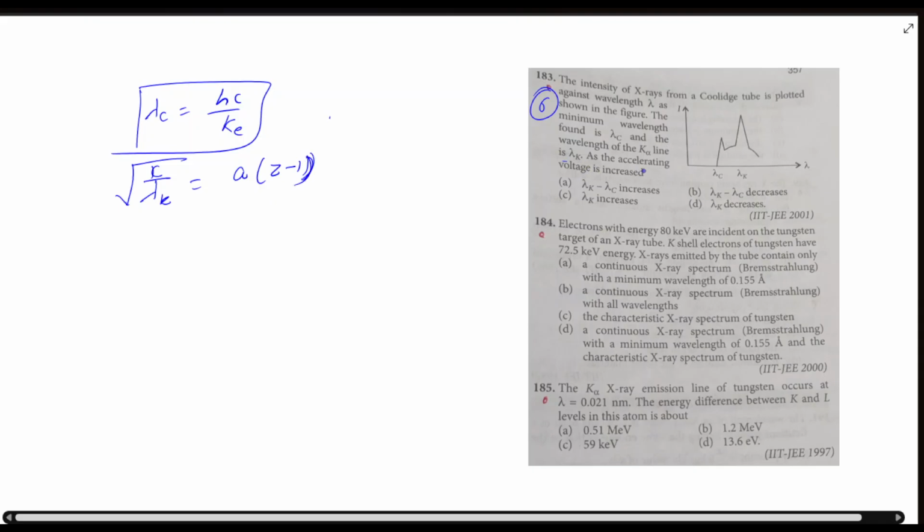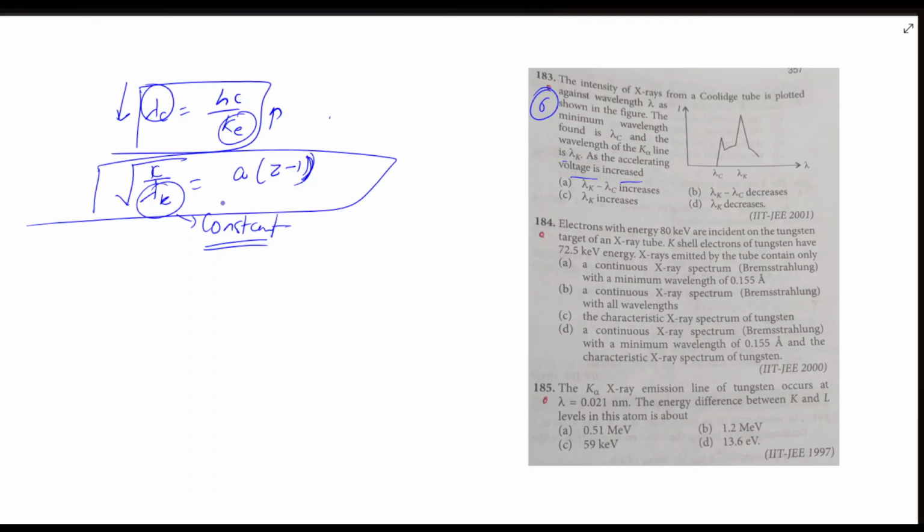Now, as the accelerating voltage is increased, the kinetic energy of the electron will increase and lambda c will decrease. Lambda k will remain constant because it is a material's property. Characteristic wavelength is a material's property.